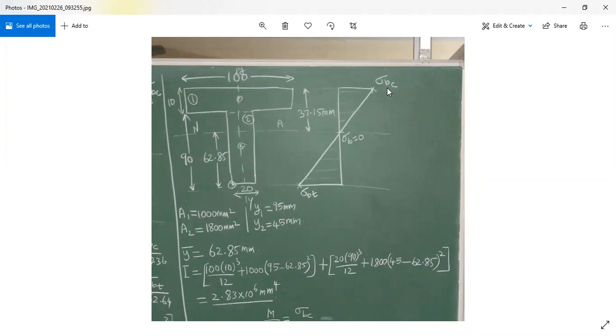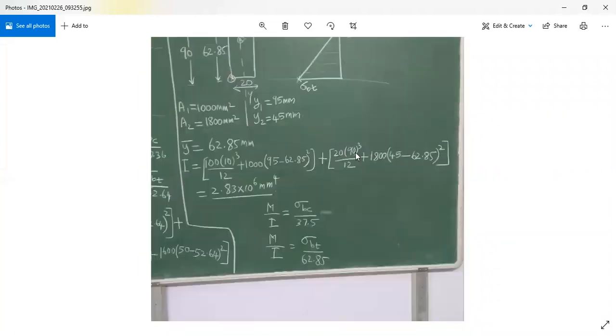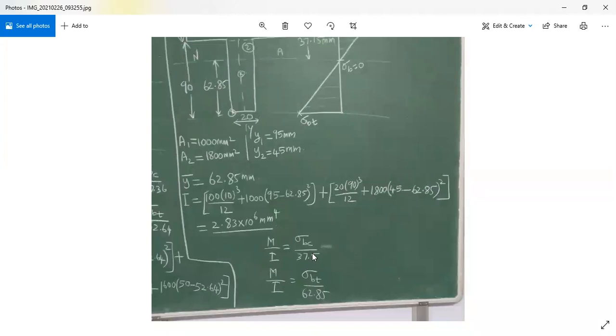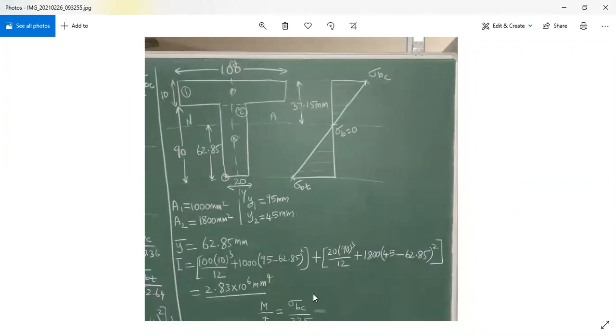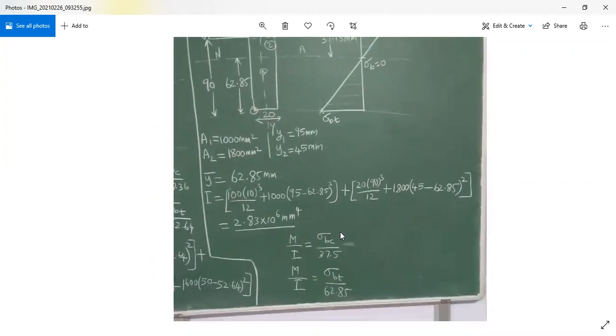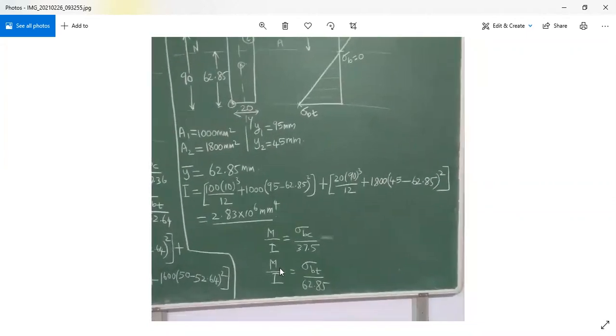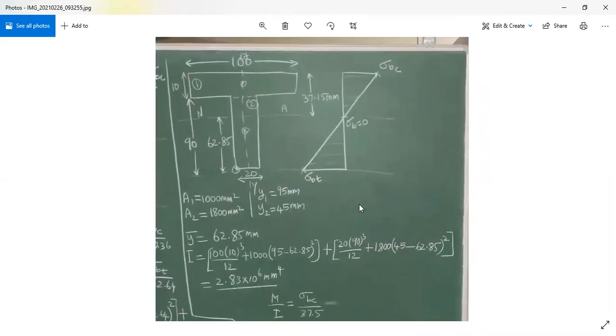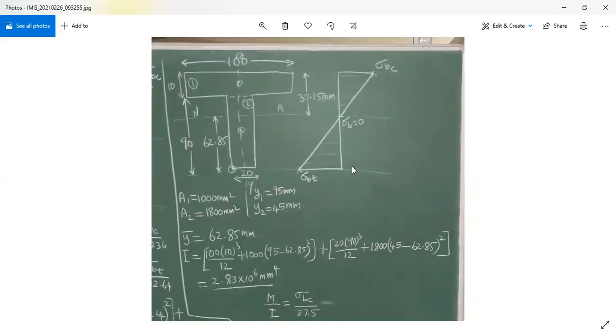To get this bending stress, you have to consider this as your y value. So here this should be 37.15. By mistake, I wrote 37.5. And this is 62.85. Just cross multiply, and you will get the bending stress, which is compressive in nature above the neutral axis for the case of a simply supported beam. And if you cross multiply, you will get the bending stress, which is tensile in nature below the neutral axis for a simply supported beam. Thank you.